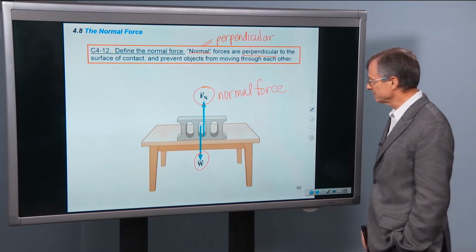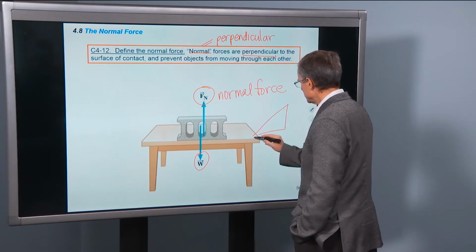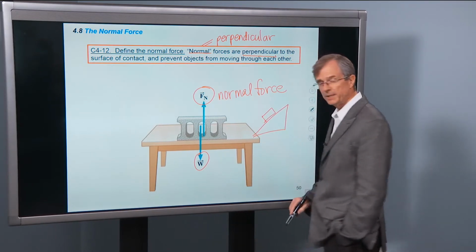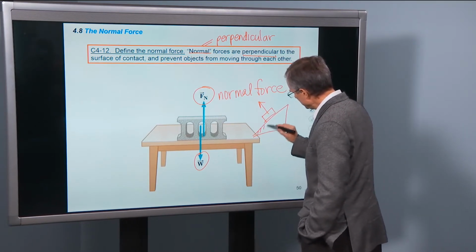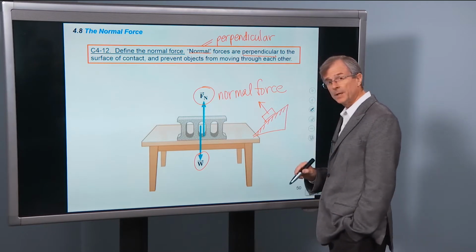Perpendicular to the surface. So if you have something that's sitting on an inclined plane like that, then the normal force would be perpendicular to this inclined plane.